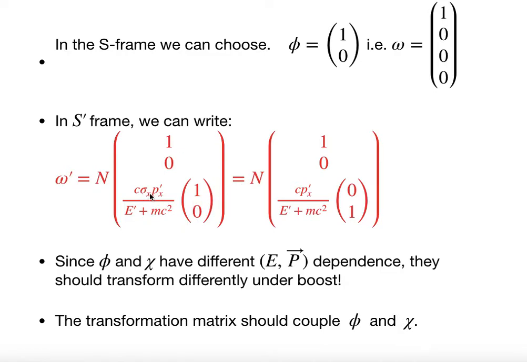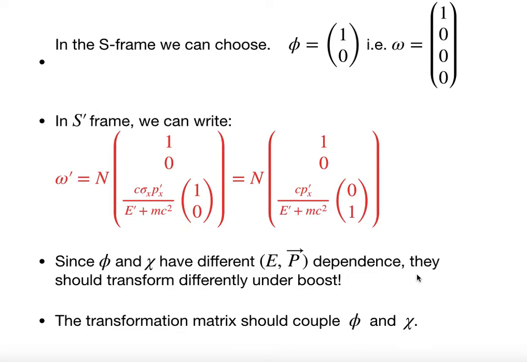So this sigma x, when it acts on this (1, 0), becomes (0, 1). So I can write it like this. Now I need to find one transformation which brings this omega to this omega prime. You can immediately see that this upper component is phi and this is chi. So this is the phi component and the chi component. And this phi and chi have different energy and momentum dependence, and so they transform differently under boost.